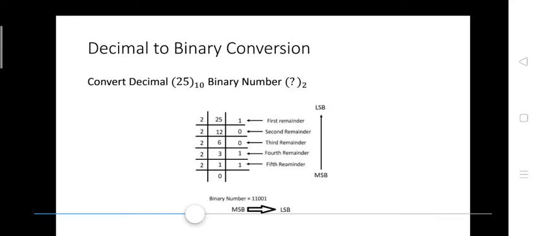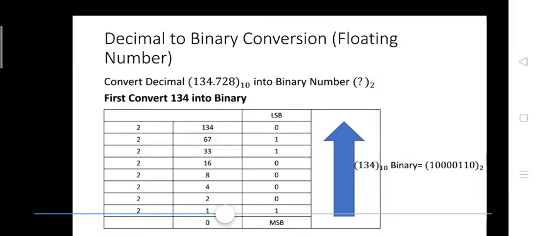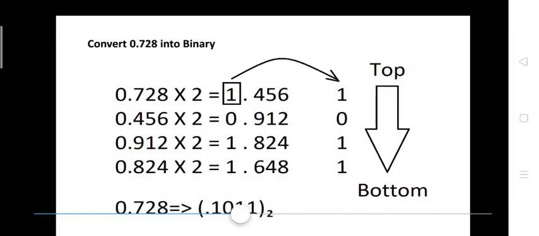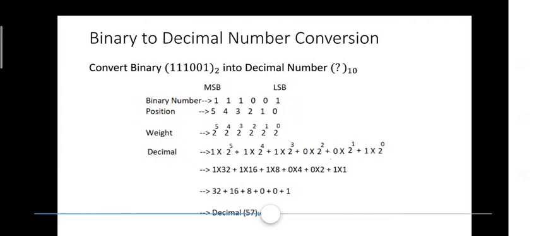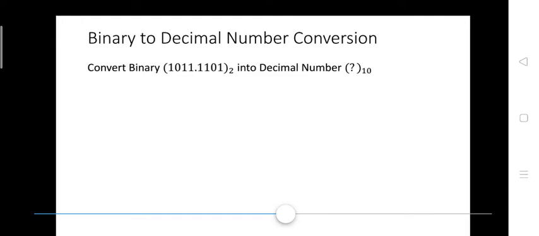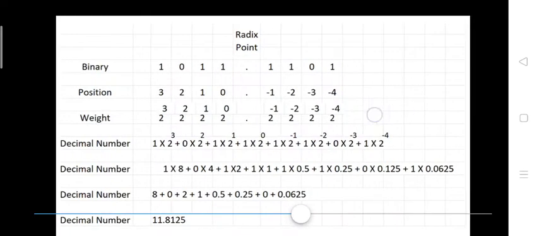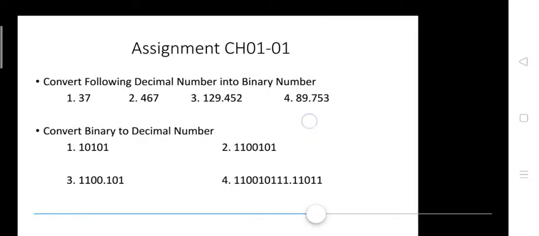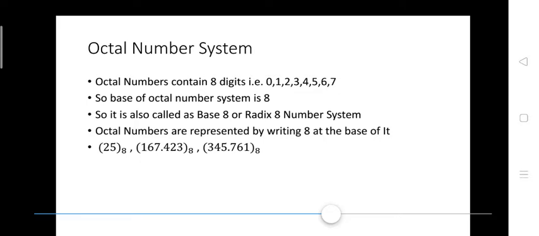Then we studied decimal to binary conversion, floating decimal to floating binary conversion, binary to decimal conversion, and floating binary to floating decimal conversion. Then I assigned one assignment, assignment 1. In today's lecture, we start with the octal number system.